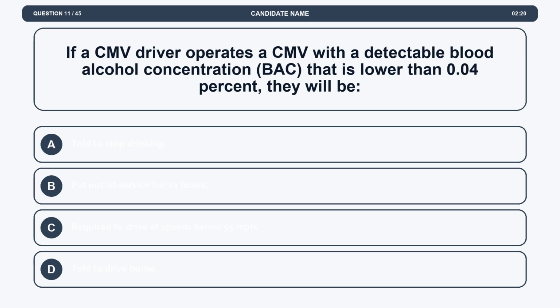Question 11. If a CMV driver operates a CMV with a detectable blood alcohol concentration, BAC, that is lower than 0.04%, they will be: Option A. Told to stop drinking. Option B. Put out of service for 24 hours. Option C. Required to drive at speeds below 55 miles per hour. Option D. Told to drive home.